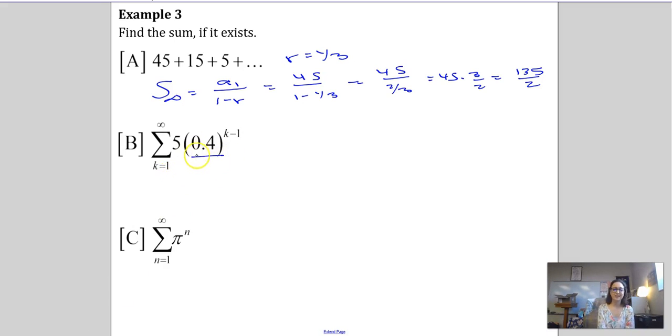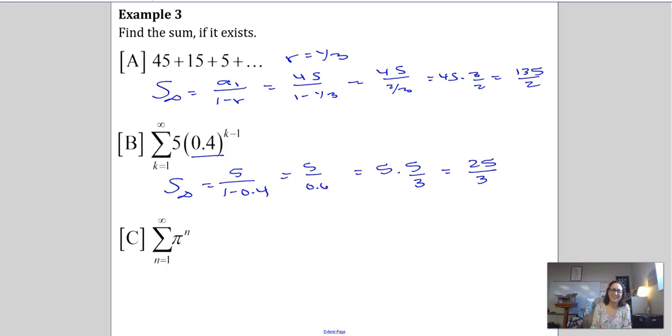Sure is, because 0.4 is between -1 and 1. Okay, so my infinite sum is the, and by the way, you can't type this into like an 84, the first term. Well, let's find the first term by plugging in 1 for k. 1 minus 1 is 0. Anything to the 0 is 1, and 5 times 1 is 5, okay? And then on the bottom, I have 1 minus 0.4. So simplifying that out, we should get 25 over 3.